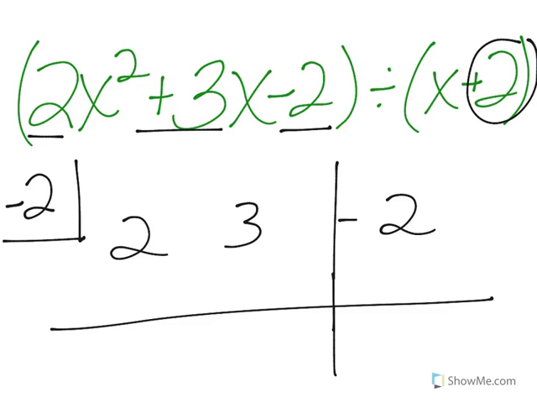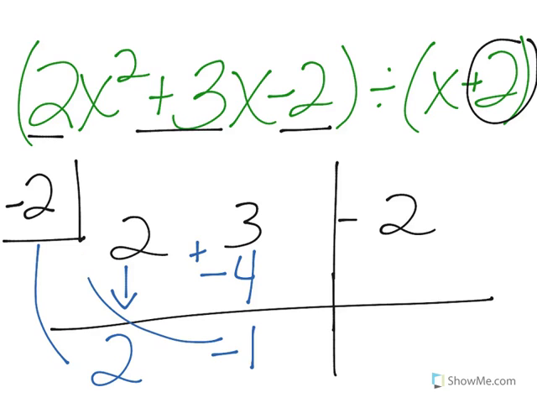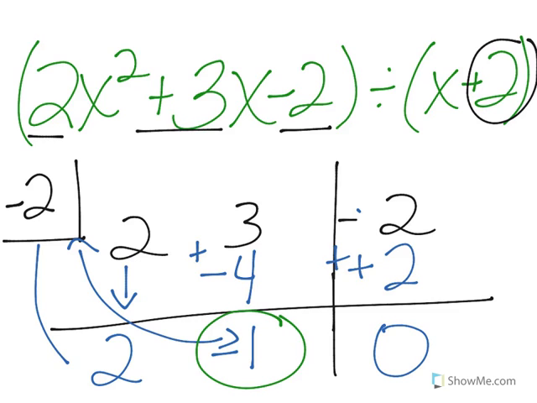So first thing we do is we're going to go ahead and bring down our 2. And we're going to multiply it. Put that there. 3 plus negative 4, negative 1. Then we're going to multiply negative 1 times negative 2. And we get positive 2. So negative 2 plus 2 is 0. So once again, we have no remainder. And we're going to count backwards. This one does not have any variable. And we're going to add an x here. And it already has a minus 1 sign, so we don't have to put a plus or a minus. So our answer ends up being 2x minus 1.